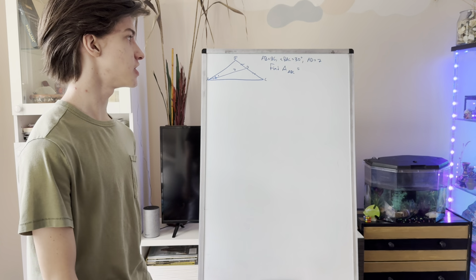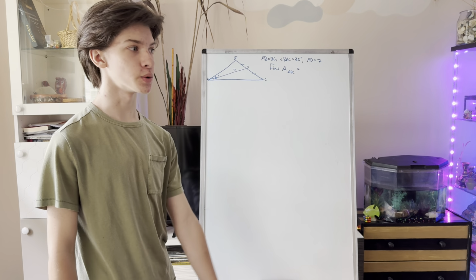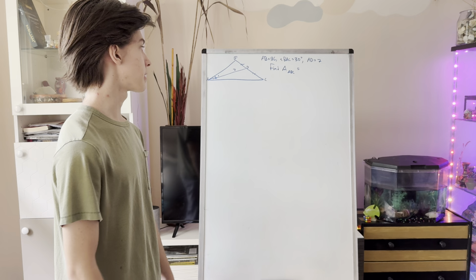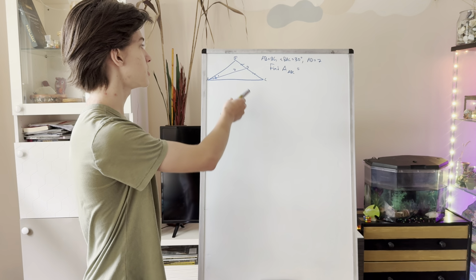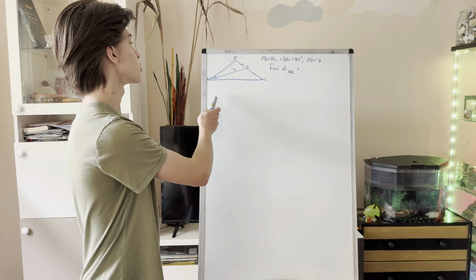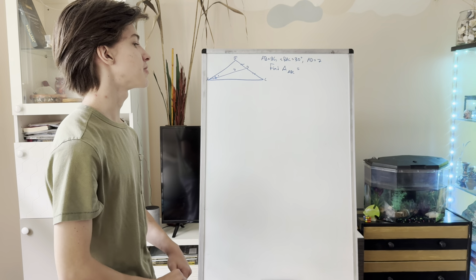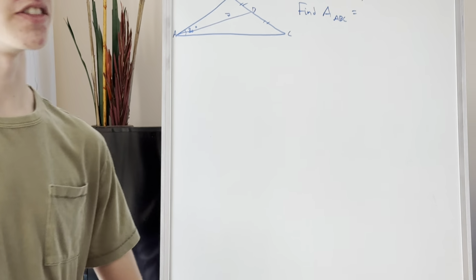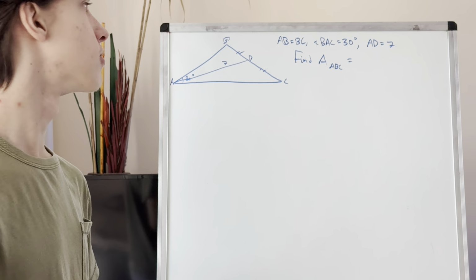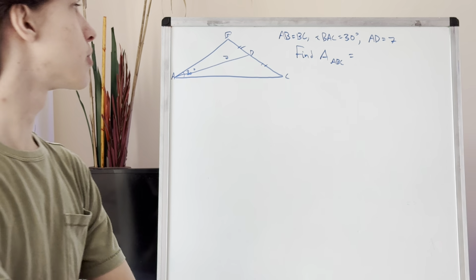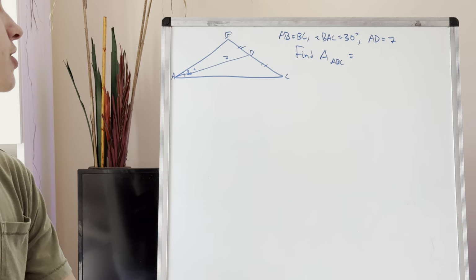Hello guys, today we're going to be solving a fun little geometry problem where we have an isosceles triangle ABC with its base angles being 30 and a median to one of its legs being 7. And using this we have to find the area of the whole triangle. So how would one possibly do that?